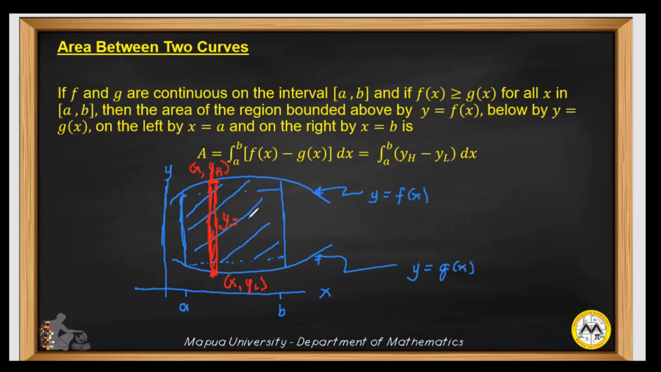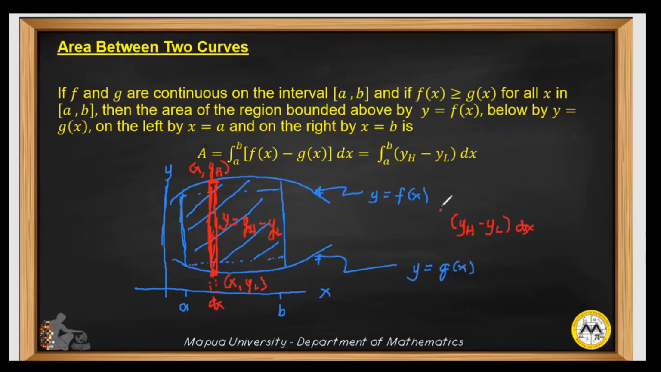So the length of the element is y upper minus y lower, or y sub h minus y sub l. Therefore, if we get the area of the element, it is the length, which is y sub h minus y sub l, and of course, the thickness or the base is equal to the differential of x.